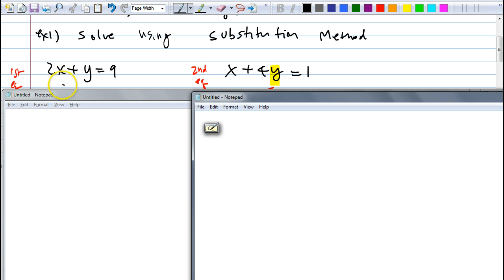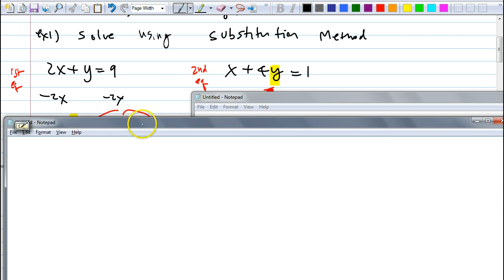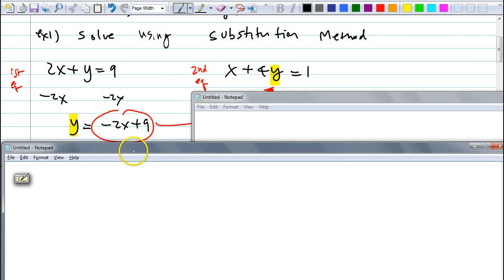So how do I get the y by itself? What do you do with the first equation? Yes, Carolyn? Subtract 2x on both sides. Yeah, subtract 2x on both sides. Exactly. And we just get simply y is equal to negative. So I'm going to write it this way, kind of like slope-intercept form. y equals negative 2x plus 9. Very good. And just like the name suggests, guess what? Now that I've used my first equation, I'm going to now substitute. You see where the name comes from? I'm going to substitute what?